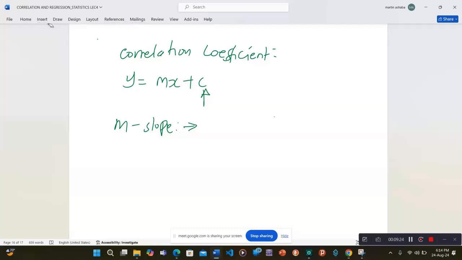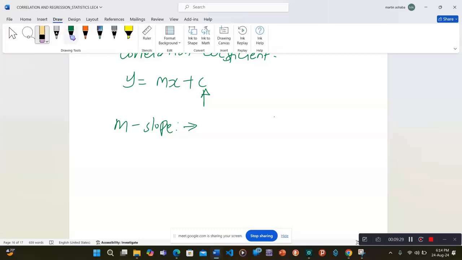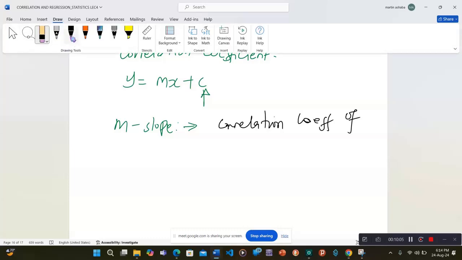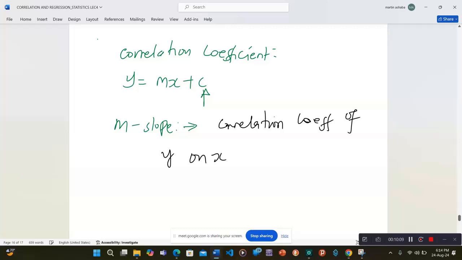Let me elaborate. This is going to be the regression coefficient of y on x. Okay? Regression coefficient of y on x.